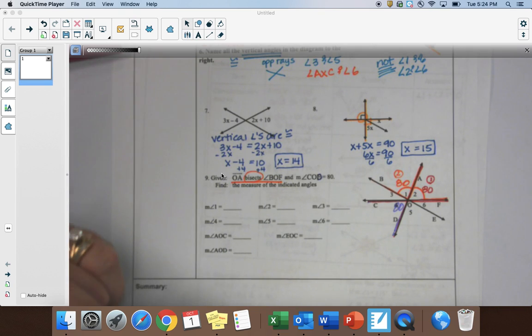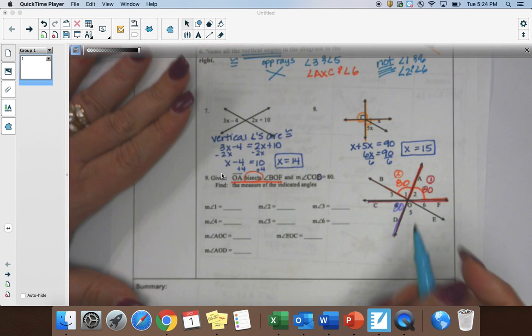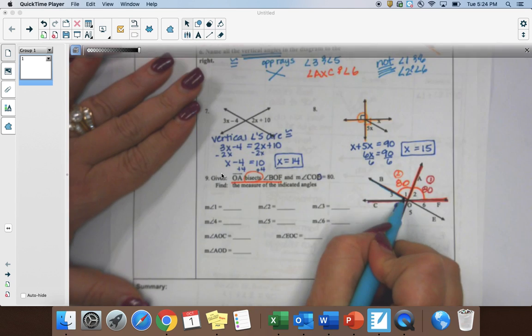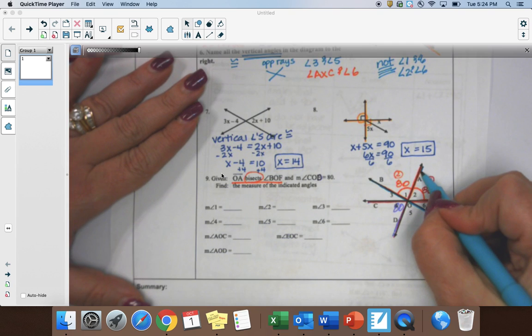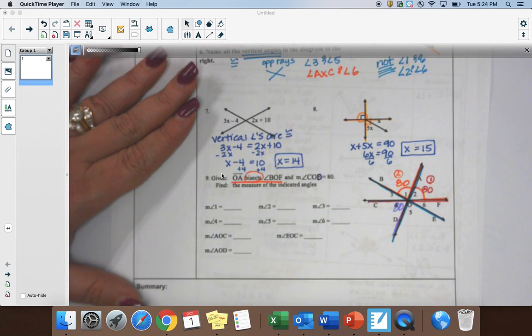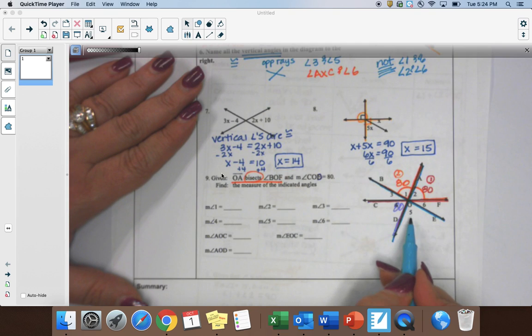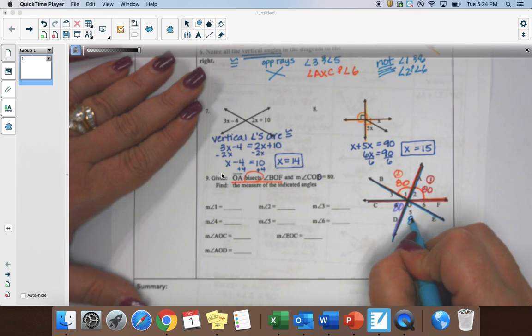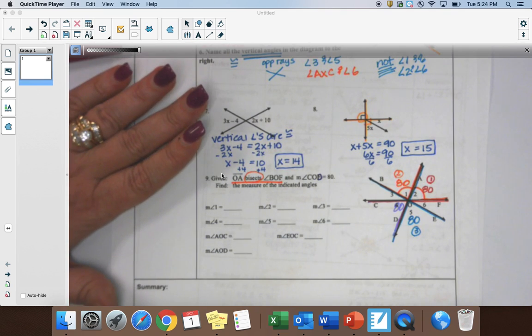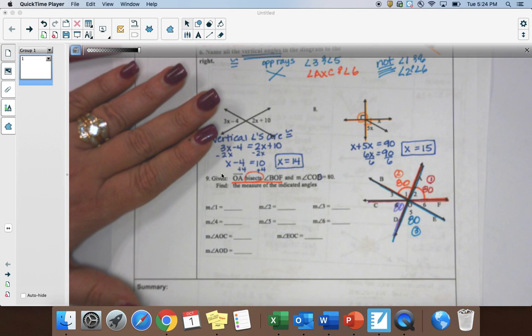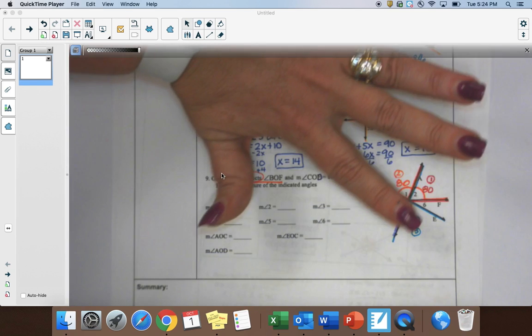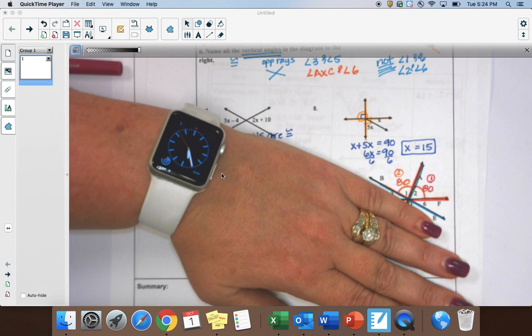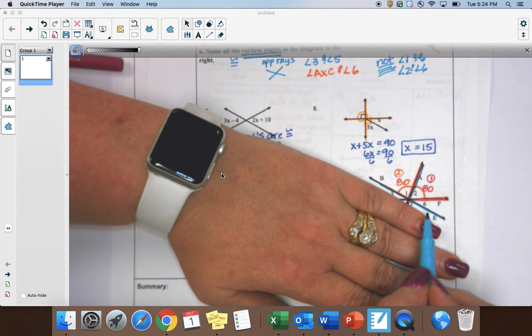So now we need to find something else. We need to see what we know. Well, if you notice, this set of opposite rays and this set of opposite rays form that X, which means that angle 1 and angle 5 are vertical, which means angle 5 is also 80, okay, because it's vertical. So now we have to figure out where to go from here, and we have several different directions we can go.